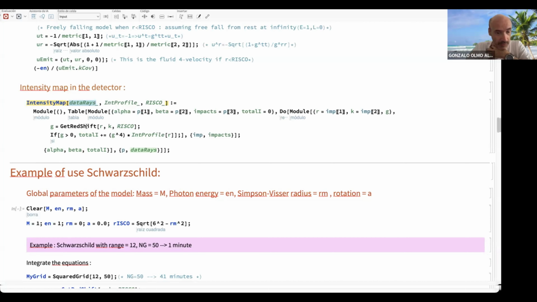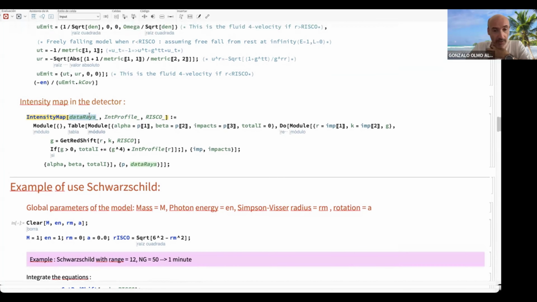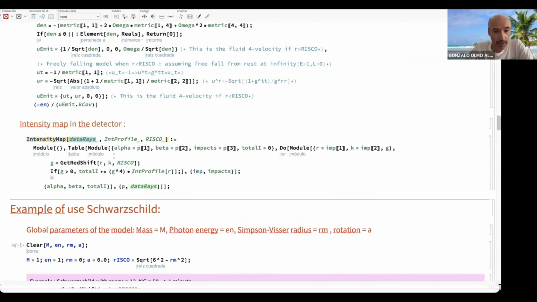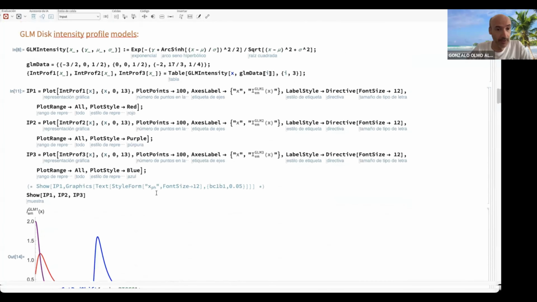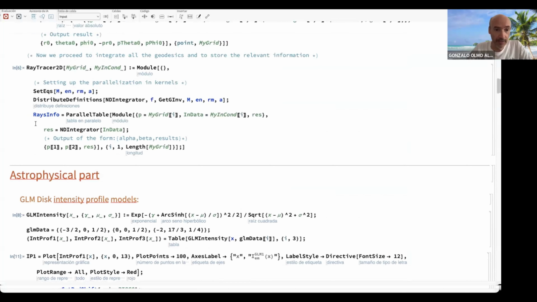Yes, these are on the data. Let me see what this means. So we need the alpha and beta, the positions of the grid, the information of the impact. This is P3, which contains the radius and the momentum, the force momentum. And this must be here in data rays. So we compute for every element in the data rays. Well, yes, exactly. This data rays is this function that we have here, rays info.